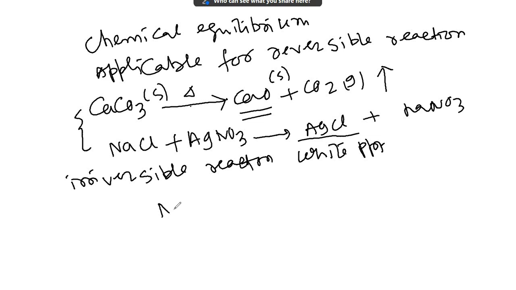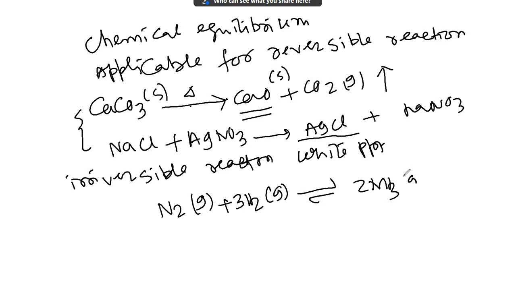But look at the reaction, N2 gas plus 3H2 gas. These two are reactants. This gives you ammonia as a product. In this case, reactants combine together to give you the product ammonia. After a certain time, when ammonia has accumulated to a large extent, ammonia decomposes to give you nitrogen and hydrogen. So the reaction never completes. It is an example of a reversible reaction.